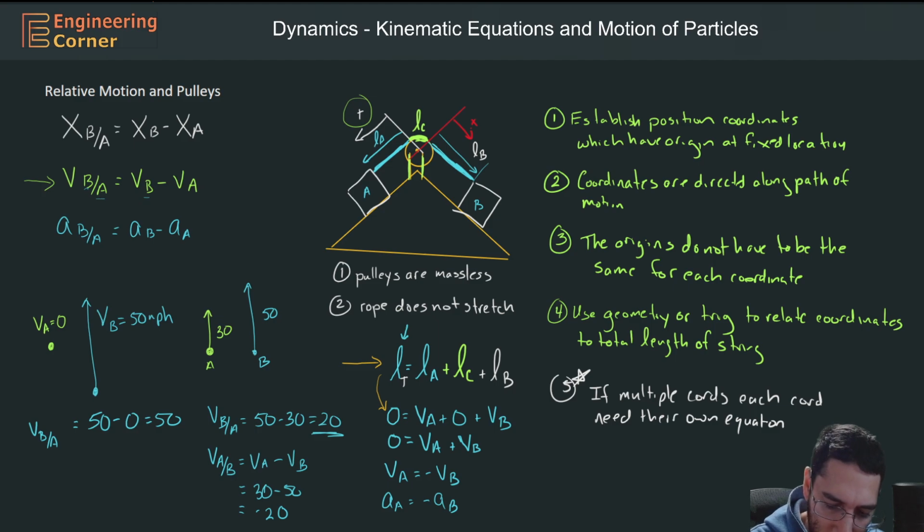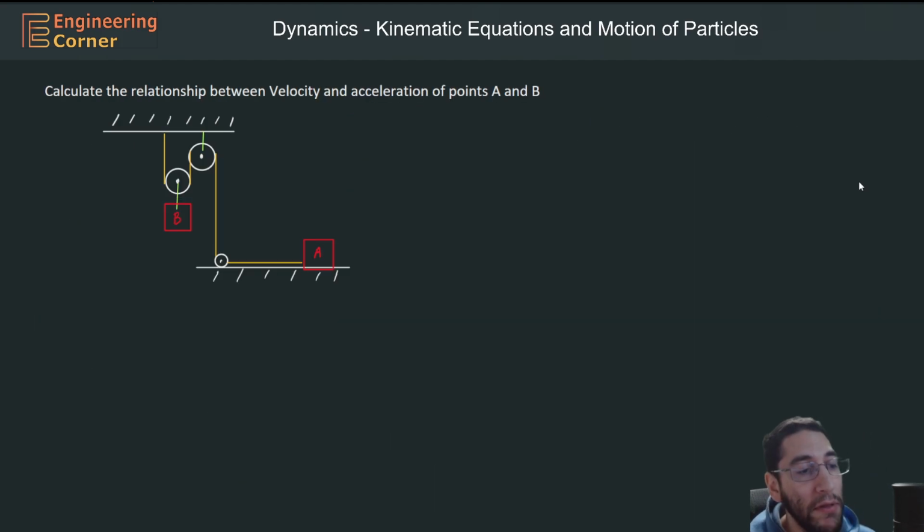So really, we want to do problems with these pulleys. And with this one, this is a very simple pulley problem. We want to calculate the relationship between the velocity and acceleration of points A and B. And there are no numbers to this. So all we're trying to do is work it without numbers, just like we did in the last problem. So step 1, we have to find our fixed point.